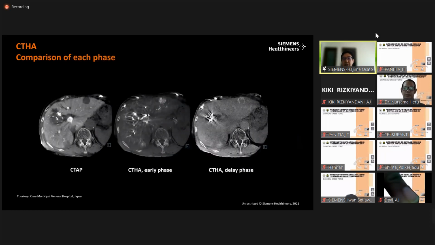After CTAP and CTHA, the doctor compares each image side by side and decides the HCC part, which has low density in the CTAP, is enhanced in the early phase, and is ring enhanced in the delay phase. This is very close to liver dynamic CT imaging. Our Angio product provides the same kind of workflow.